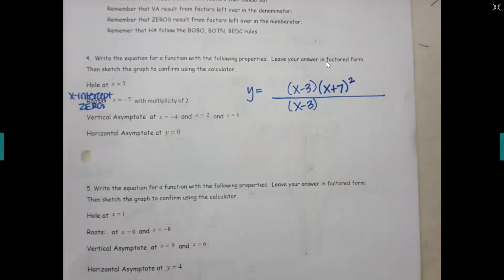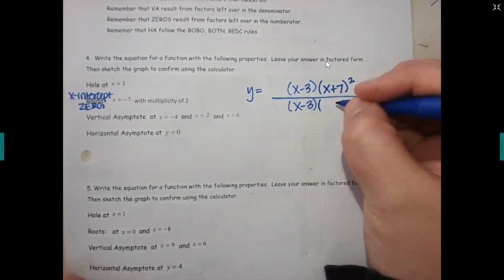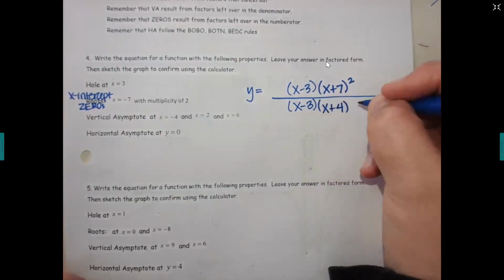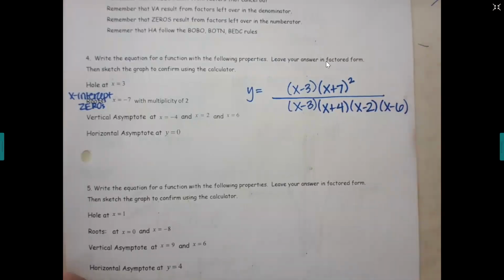I want vertical asymptotes at -4, 2, and 6. Then what should my factors be across the bottom? Okay, +4, -2, and -6.